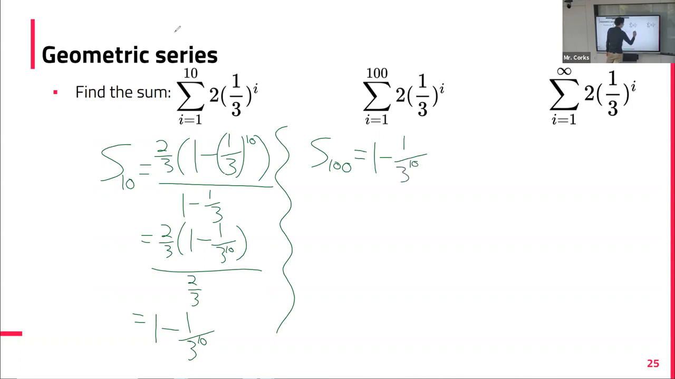One minus 1/3 to the exponent 100. And this is going to be even closer to 1, a little bit less, but very close. And then let's imagine if we took that off to infinity here. 1 minus 1/3 to the exponent infinity.